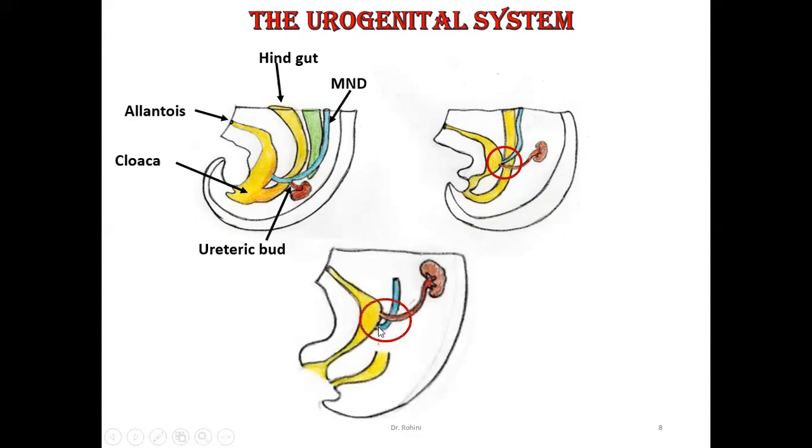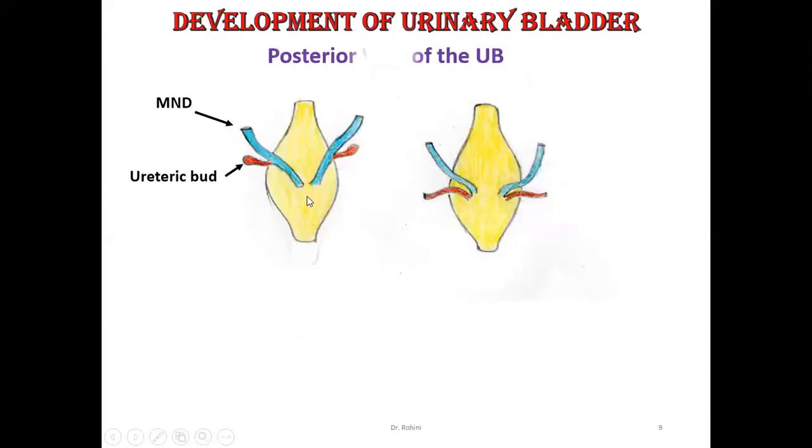Okay, so now gradually what happens as the ureter grows and with the ascent of kidneys, the opening of the ureteric bud will be shifted up, whereas the mesonephric duct is shifted downwards. So this is the posterior wall of the urinary bladder. Again, another diagram I have drawn for you so that you can also copy and you can also draw.